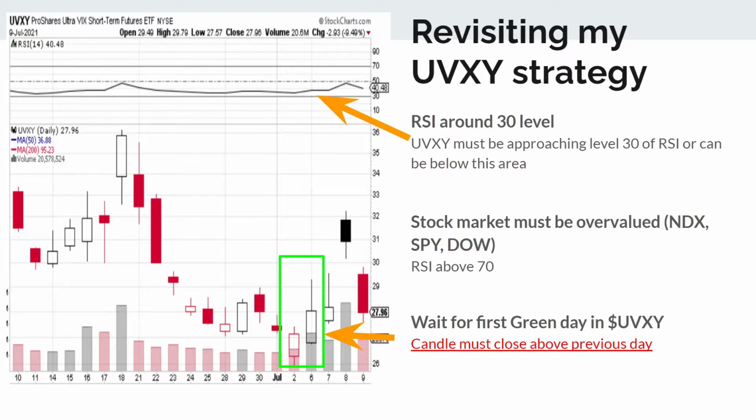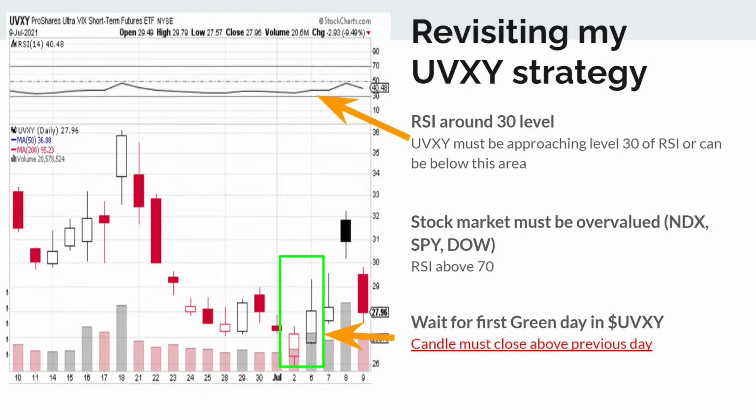The stock market must also be overvalued, so this means that the Nasdaq, S&P 500 or Dow index have to be around the 70 level or so. This means that the stock market has to be overvalued and RSI has to be over 70. This is a pretty good indicator for the stock market to be overvalued.